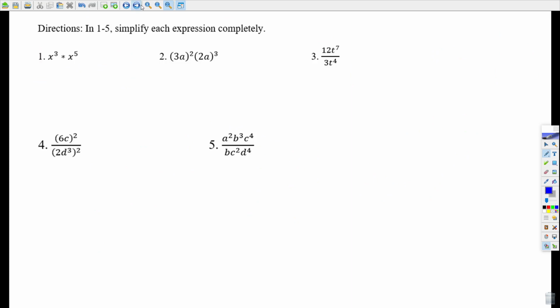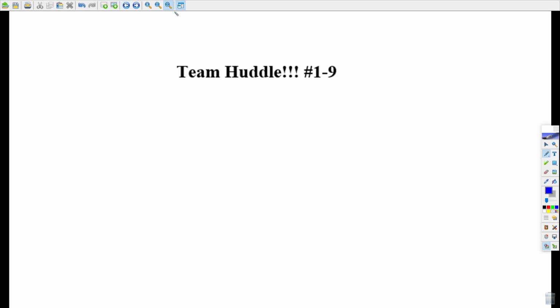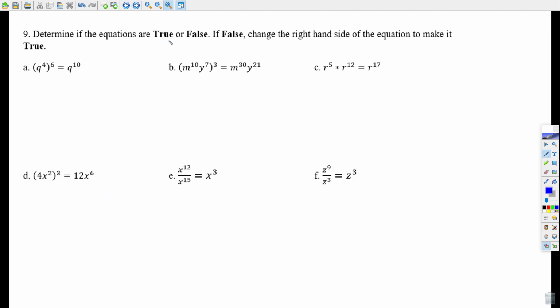So go ahead and finish the huddle. There's 9 problems there. It says 1 to 9, but looks like there's only 8. Oh, here's the 9th one. Okay, and that's the rest of the whole entire thing. So the rest of it is just all huddle to finish that and turn it in.